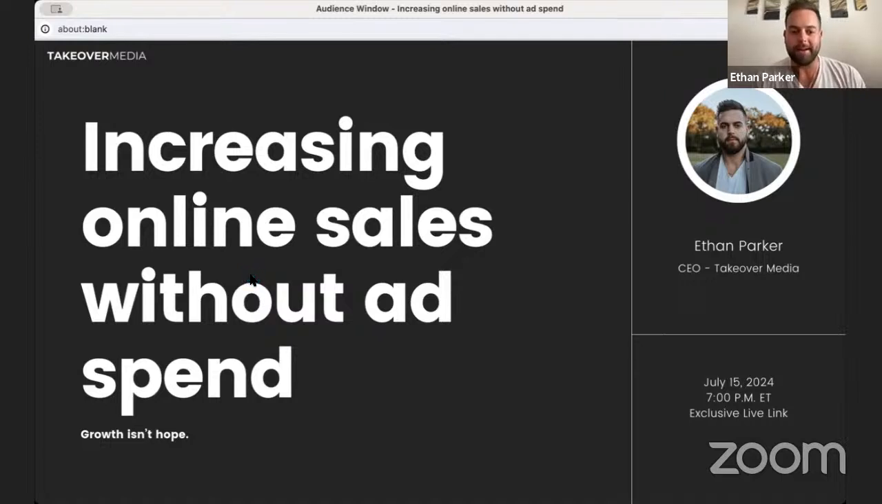We're going to be talking about increasing your online sales to your store without ad spend. But I do want to point out that this is not a training on how you could do things without ad spend. There is a certain amount of advertising dollars you'll have to spend to grow the brand at any meaningful rate.